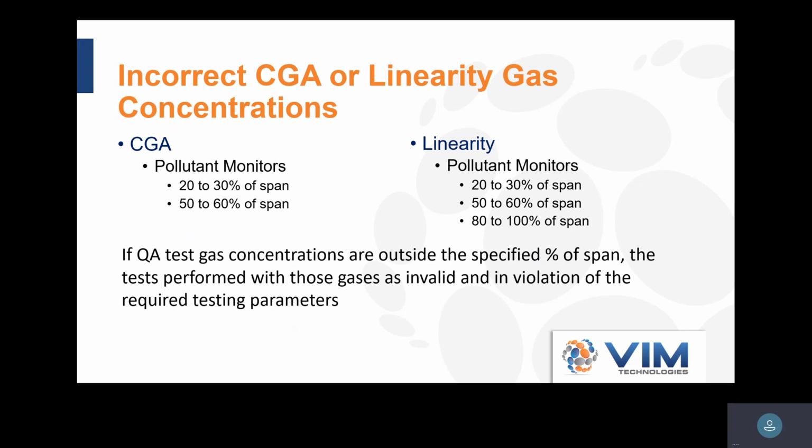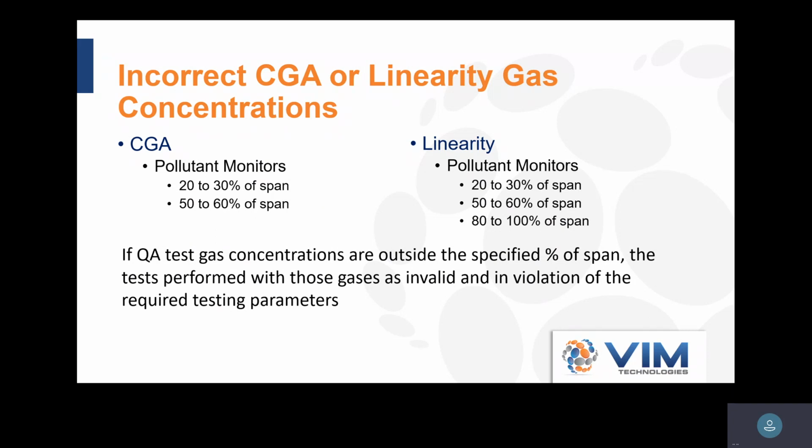So if the QA test concentrations are outside of the specified percents of range, then the test is considered invalid. I gave an example previously. I had a very big client who had multiple facilities with the same ranges, so they bought CalGases in bulk, and one of their CGA gases was only 19.2%. So for, I think it was 6 facilities, they had to invalidate data back to the previously passed CGA. It was a real hassle for them, and it cost them out of their pocket as well.